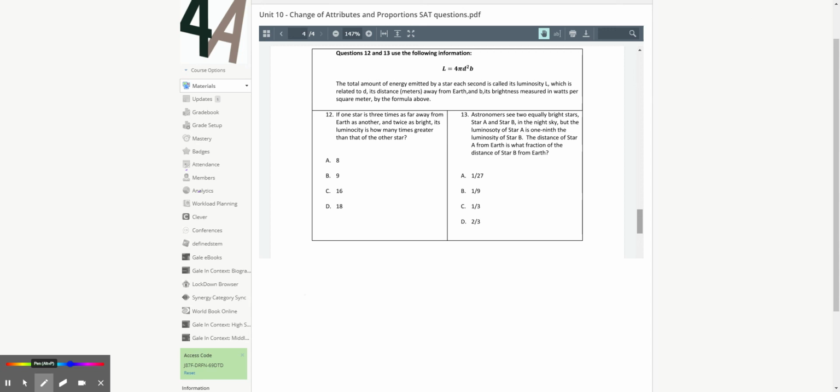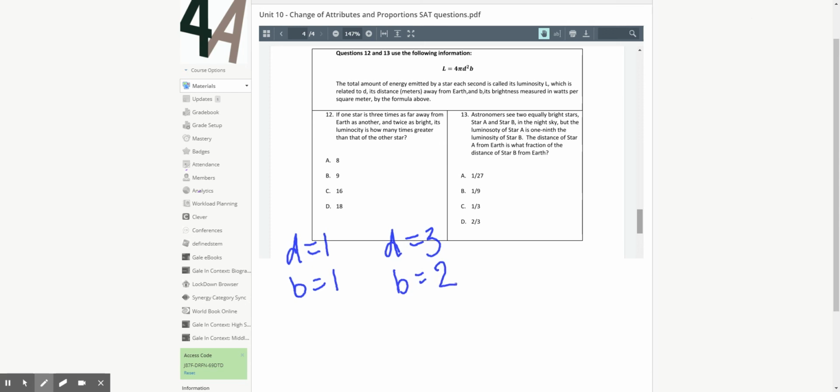If one star is 3 times as far from the Earth, so we make D equal 1, and then D equal 3, because it's 3 times farther away, and twice as bright, so B equals 1, and then B equals 2 of the brighter star, so this is star 1 and star 2. How many times greater is the luminosity? So we've got L equals 4 pi 1 squared times 1. That 4 pi is going to be the same, so we can take it out. So we've got L equals 1.